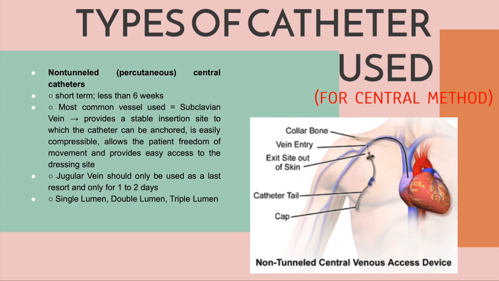The jugular vein should only be used as a last resort and only for 1 to 2 days. This type of catheter uses single lumen, double lumen, or triple lumen. As you can see in the picture, that shows a non-tunneled central venous access device or catheter. It is inserted in the subclavian vein, meaning under the collarbone or clavicular bone vein.